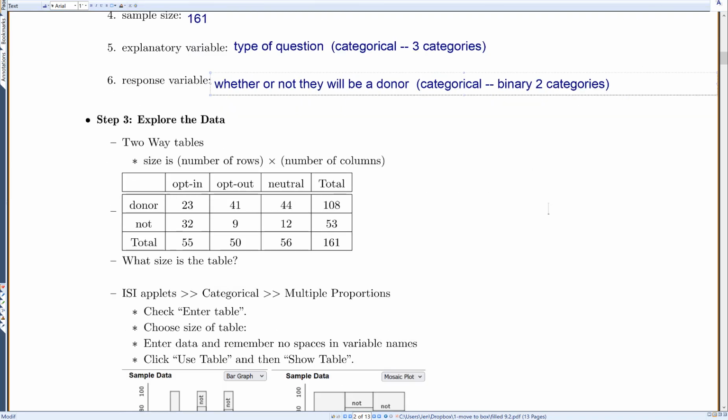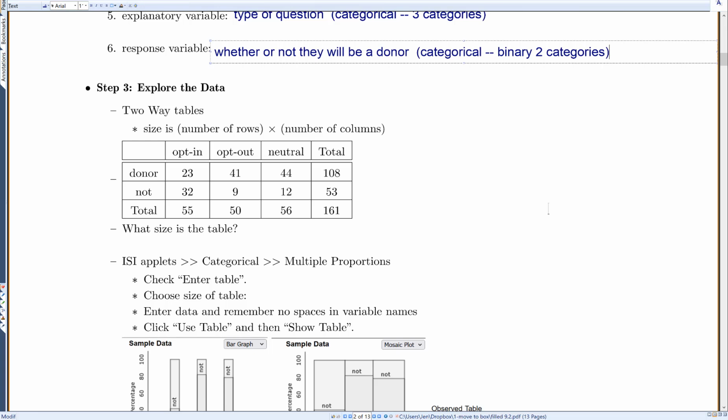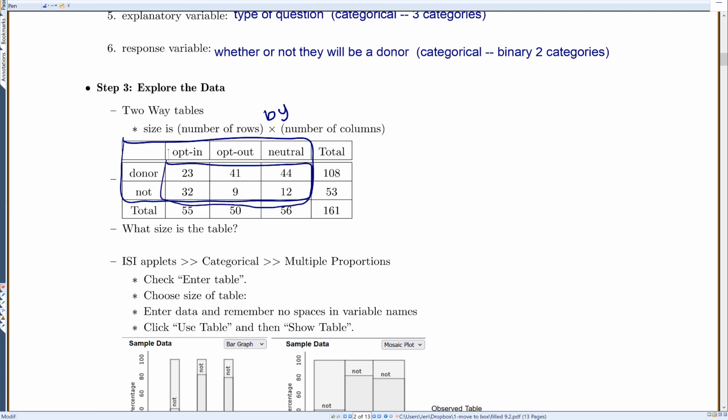And to explore the data for step 3, we use two-way tables. Remember, our size is number of rows by number of columns. We use the word "by" when we say it out loud. And we don't count the totals. So our actual data is just this part right here, or specifically 3 rows, 2 columns. That's our actual data.